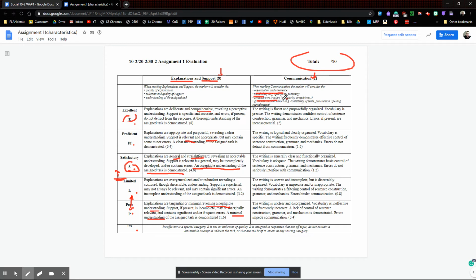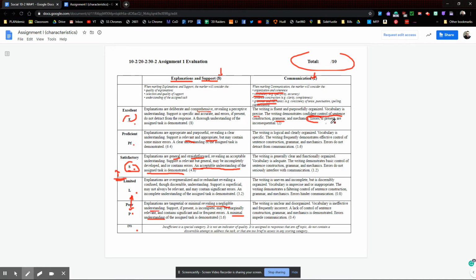Okay, so do you have really long run-on sentences? How your grammar, how your mechanics, are you using commas right? That kind of thing. So all of those play into the communication mark, and the communication mark is only out of 2. Okay, so at the excellent level, your vocabulary is very precise. You have a confident control of sentence structure. Your grammar's spot on.